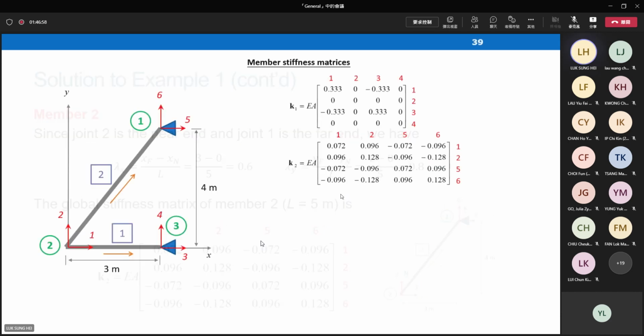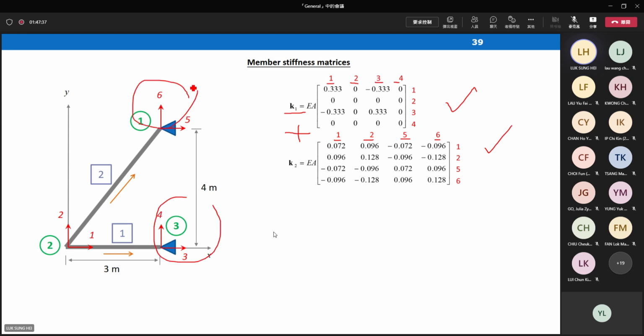Now we have K1, we have K2. Our next task is to combine K1, K2 together into our structure stiffness matrix. But you can see that they have different positions, right? K1 consists of code number 1, 2, 3, 4. K2, element 2, consists of code number 1, 2, 5, 6. So how do you add them up together? You cannot directly add them up because they are talking about different positions. Right? 3, 4 is here, 5, 6 is here. They are different positions. You cannot directly do a 4x4 matrix addition.